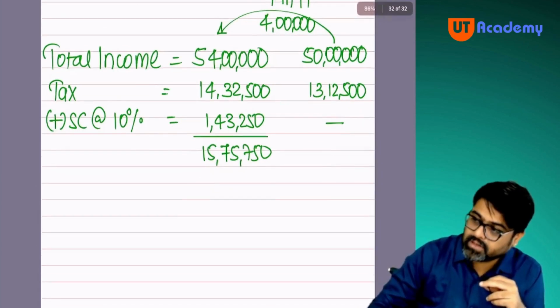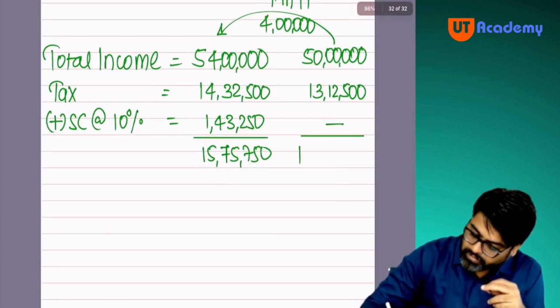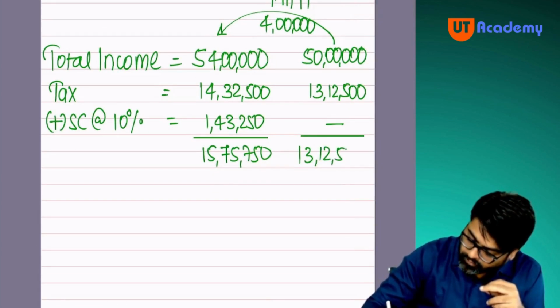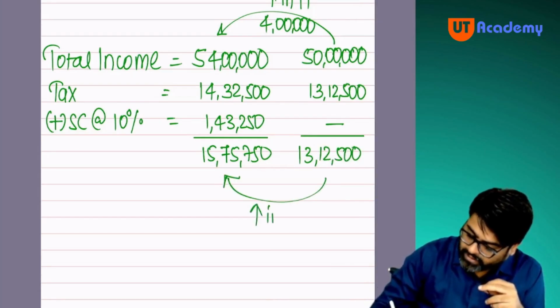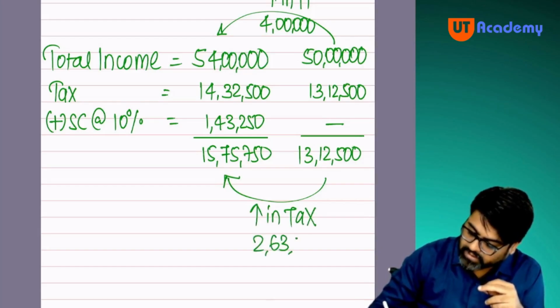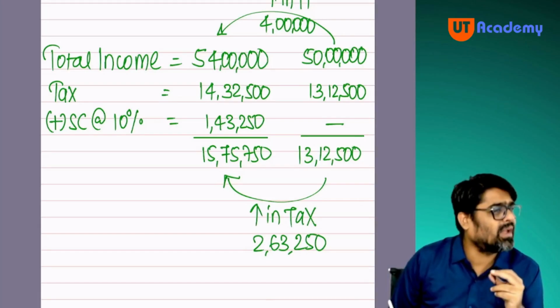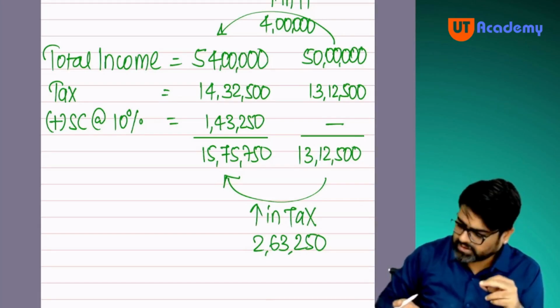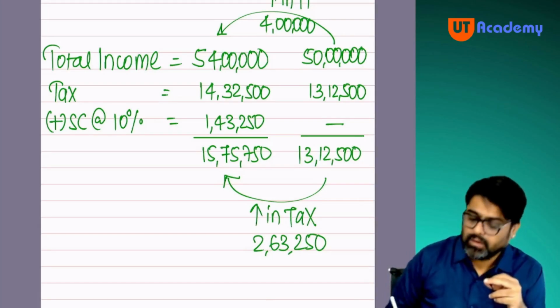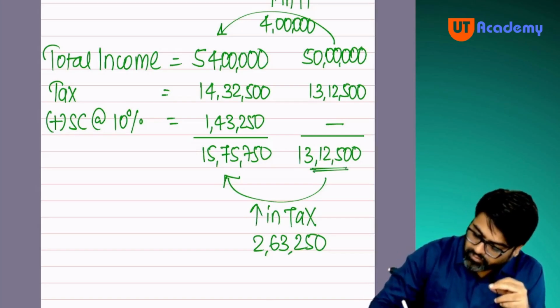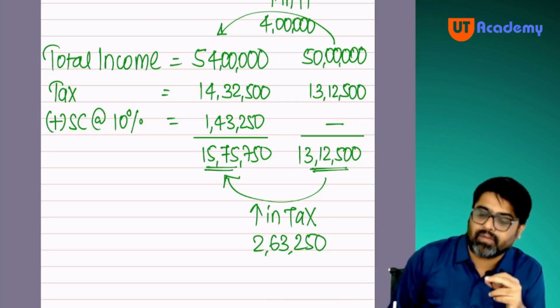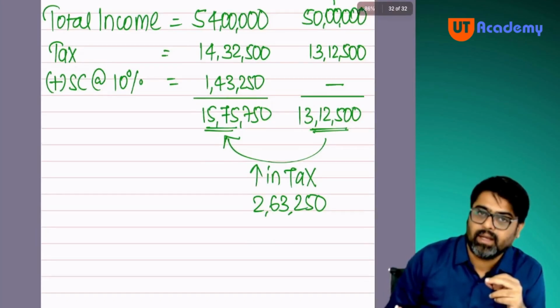My tax will be 13,12,500. Will there be any surcharge? No. So total tax will be 13,12,500. Now, is the tax increasing? Yes. Increase in tax is how much? 263. You were saying 1,36,000 something. 263, 250, no? Difference between 13,12,500 and 15,75,750 is 263, 250.